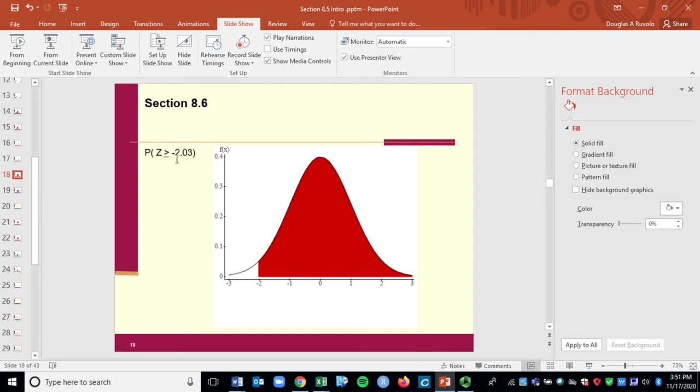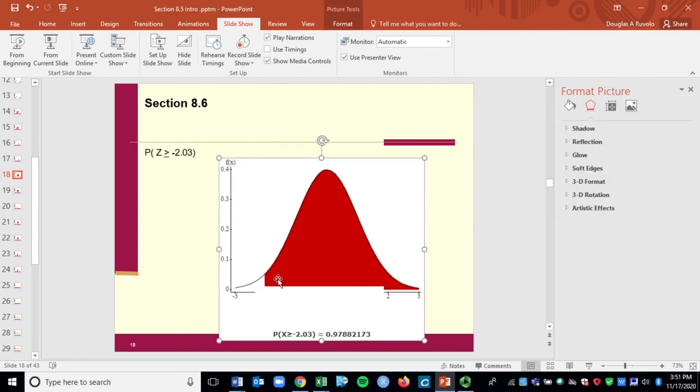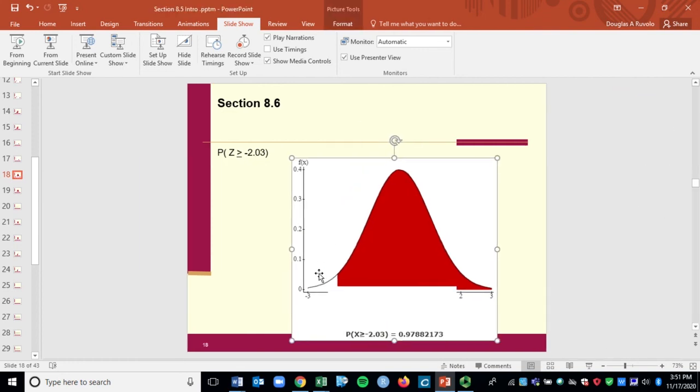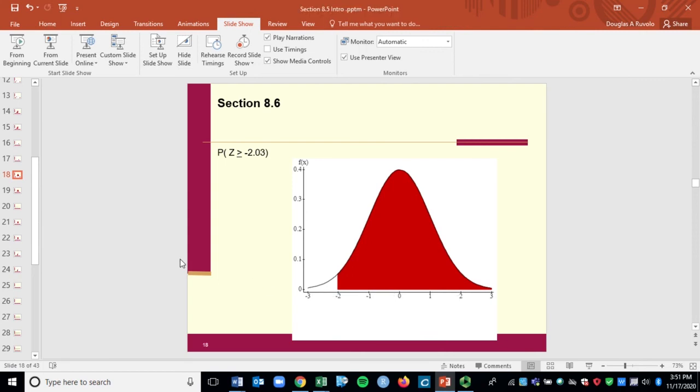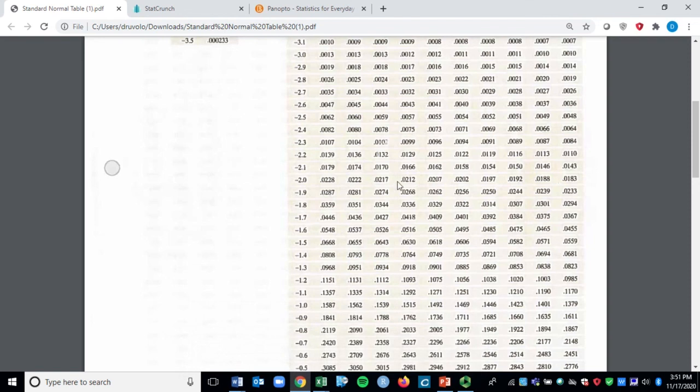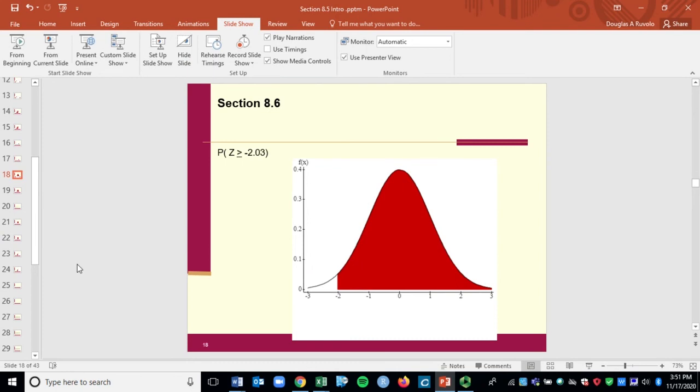But when we look up a negative 2.03, we're going to get an area, this area right here. We're going to get this area over here. And so we got to be careful. Oh, geez, I moved everything around. That's all right. So we got to be careful of what our answer is going to be. So let's take a look at negative 2.03. It looks like 0.0212. And again, that is not our answer, that's the unshaded part.